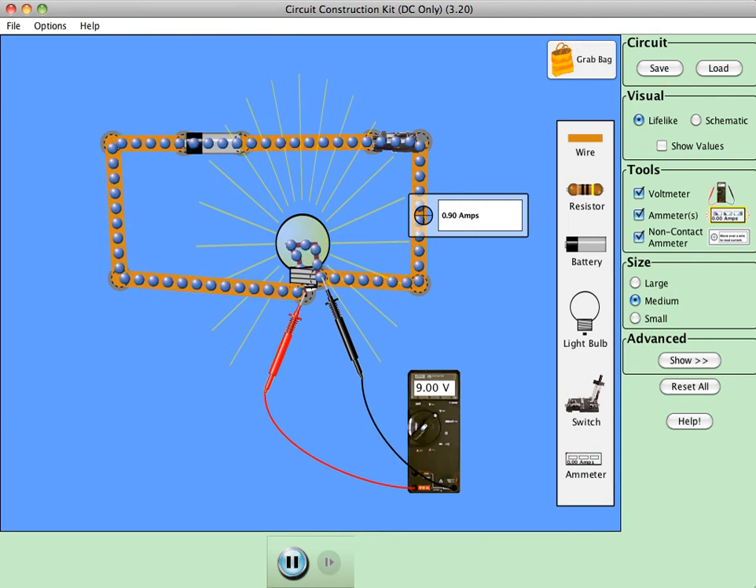So just to recap, your task is to make a series circuit and a parallel circuit, and then make some observations about patterns which you see, and then once that's done, you'll be ready to move on to the next task. Alright, good luck and have fun.